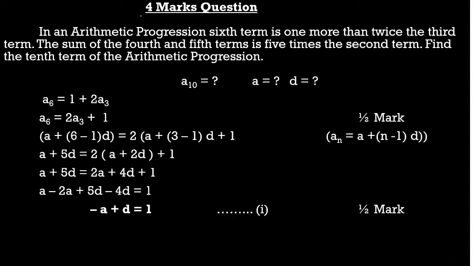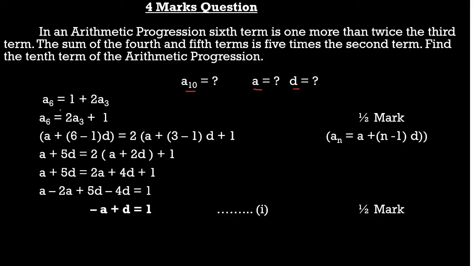Now move to the second question of 4 marks. The question is in an arithmetic progression, sixth term is 1 more than twice the third term. The sum of the fourth and fifth terms is 5 times the second term. Find the 10th term of the arithmetic progression. The question is to find 10th term of the arithmetic progression, that is A10. To find 10th term, we must know the first term A and common difference D. Let us see how to find A and D.